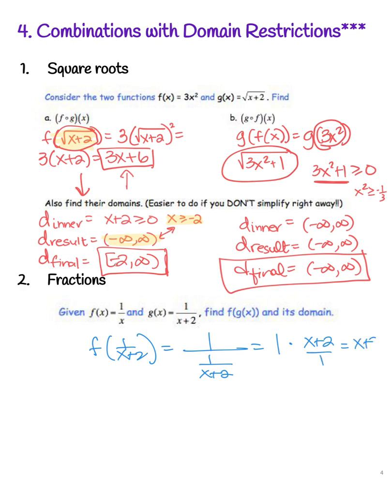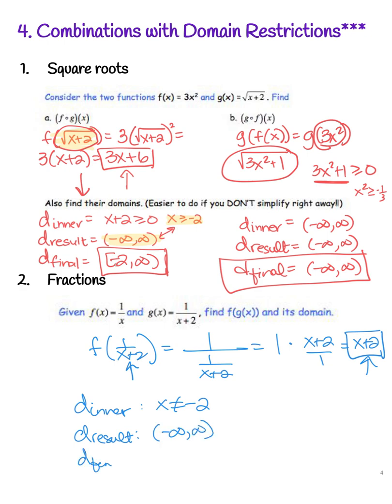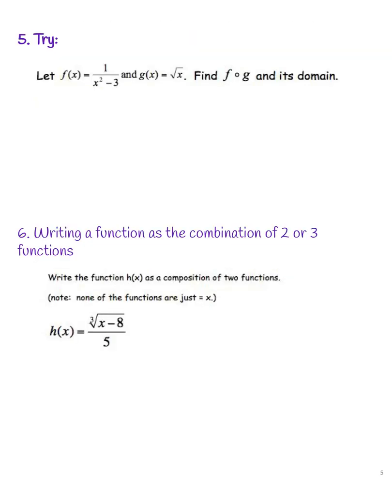Flipping and multiplying. So there's my final answer. Domain of the inner. So I'm going to look here. I know x cannot equal -2. Domain of the result, no problem. That's this. This is all reals. What's the domain of the final? Combine those two, and it's just that x cannot equal -2. That's the final answer. Okay, 2 more problems and we are done. So let's try this one again with you please pausing the video and trying both the function and its domain.